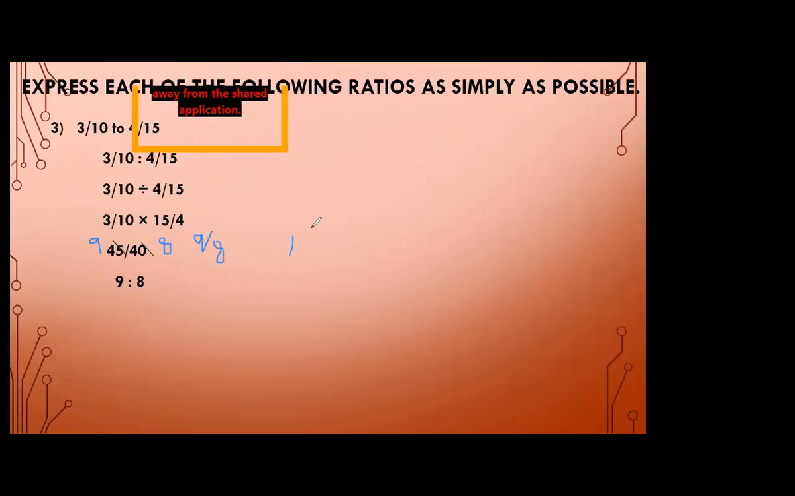Just like I have given you the example, the first example, 1/2 can be written like 1:2. In the same way, 9 upon 8 can be written like 9 ratio 8. Now, what is this 9? The first term in the ratio is called antecedent and the second term is called consequent.